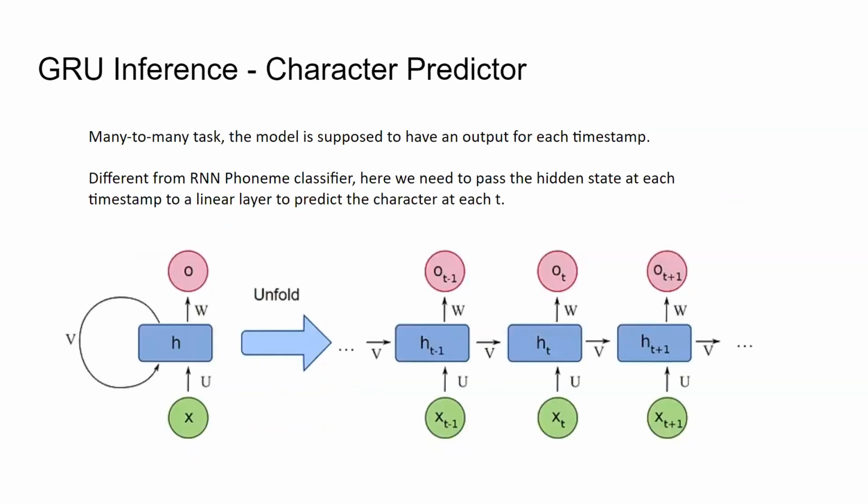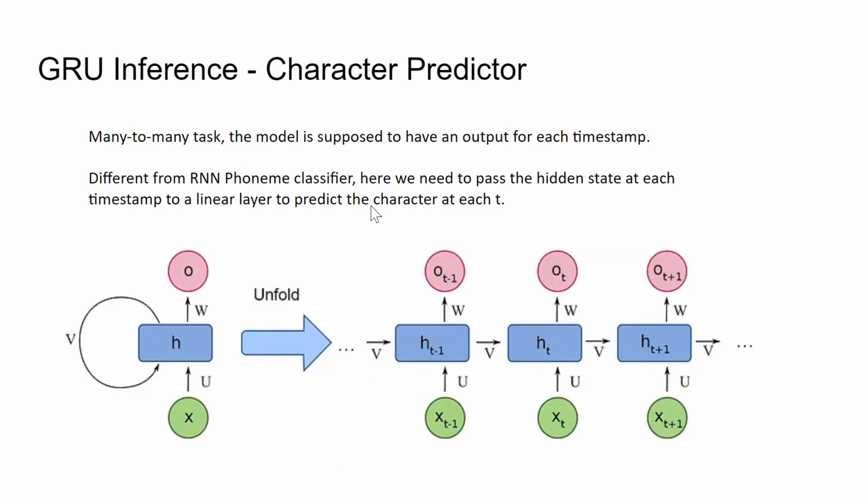After we implement the GRU cells, we want to use them to do some inference task. The task that you will be doing is a many-to-many task. It's a character predictor, which takes in the previous characters and tries to predict the next character. So it will have an output at each single time step.